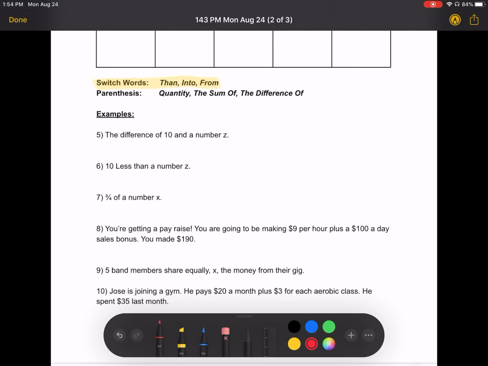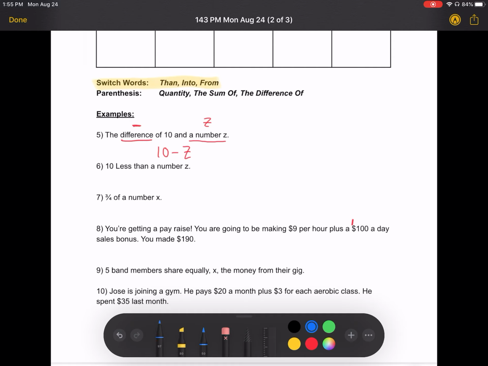So first one here, the difference of 10 and a number z. If we're looking at the word difference, difference means subtraction, and it's the difference of 10 and a number z. So a number z is just the variable z. So we want the difference of 10 and z. So we're going to say 10 minus z.